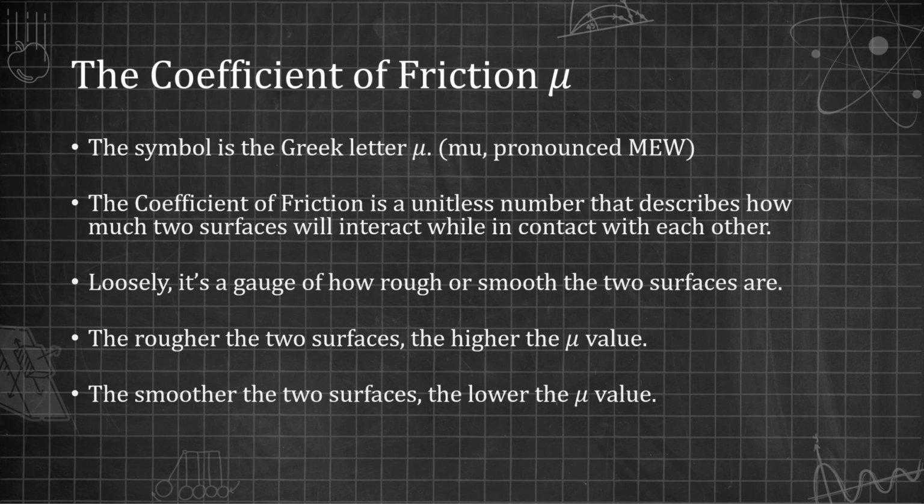So one of the things that we haven't really addressed, but we've been throwing out in the equations, is this term called the coefficient of friction. It's symbolized by the Greek letter mu, which is like a U with another tail in the front. And it's a unitless number, meaning it doesn't have units like meters or newtons or anything like that. And it tells how much the two surfaces are going to interact while they're in contact with each other. Loosely or casually, it's a gauge of how rough or smooth the two surfaces are. The rougher the two surfaces, the higher the mu value, the more friction. The smoother the two surfaces, the lower the mu value and the less friction.